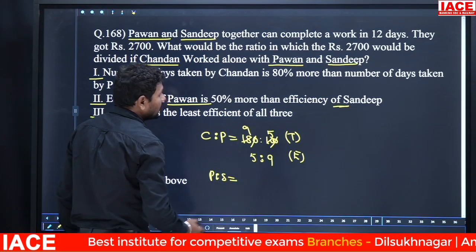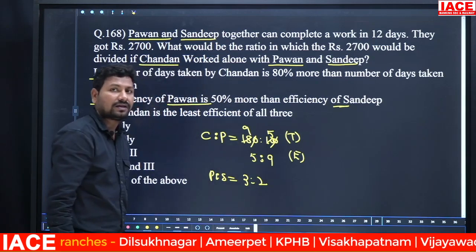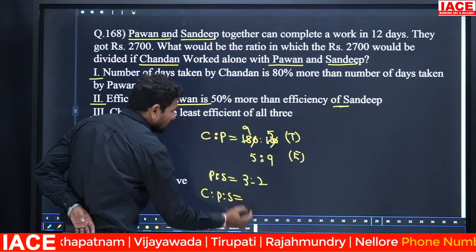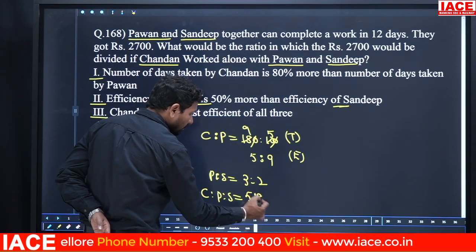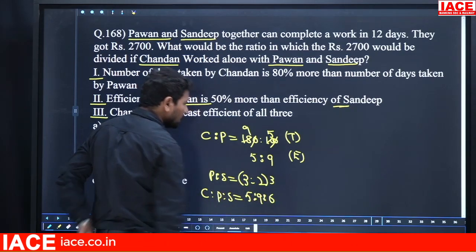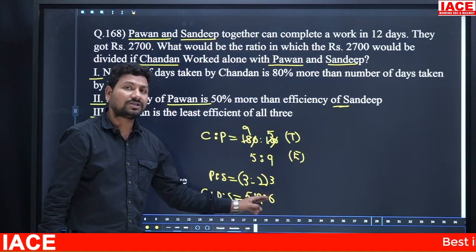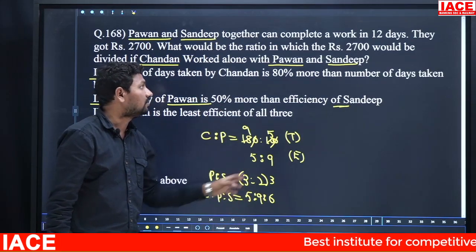Pawan and Sandeep, how much percentage more? 50% more means the ratio becomes 3:2. From this you can write Sandeep, Pawan and Chandan. Here 5 and 9, and here also multiply with 3: 3 3s are 9, 3 2s are 6. Then finally their efficiency ratio becomes 5:9:6. Based on this you can easily distribute the money to every person.